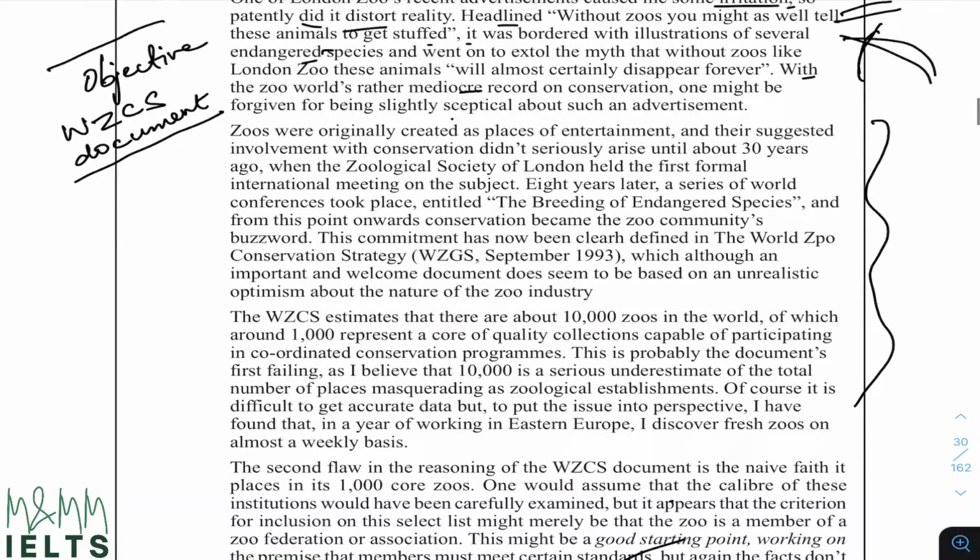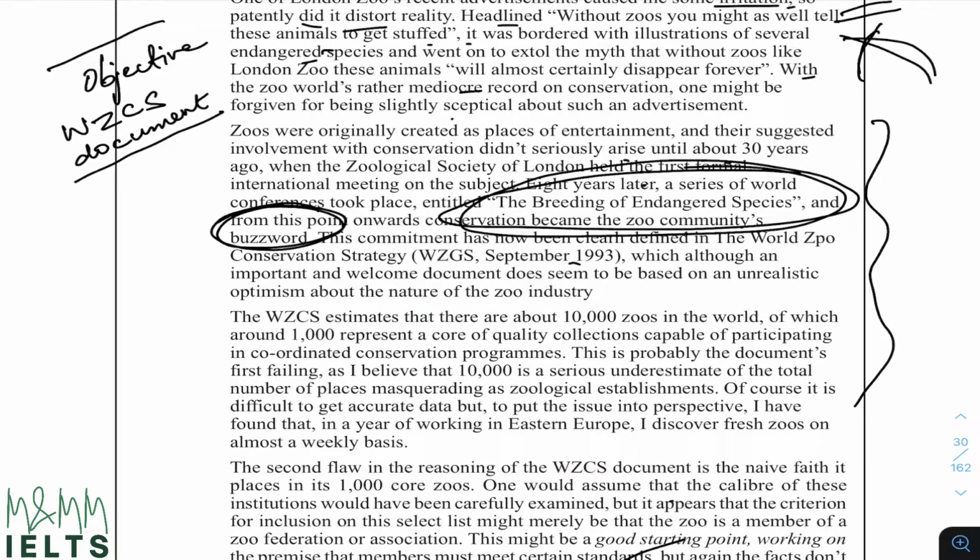Next paragraph. Zoos were originally created as places of entertainment, and their suggested involvement with conservation didn't seriously arise until about 30 years ago, when the Zoological Society of London held the first formal international meeting on the subject. Eight years later, a series of world conferences took place entitled "The Breeding of Endangered Species," and from this point onwards, conservation became the zoo community's buzzword. This is something that helps me. Buzzword means all they were discussing is conservation. I'm getting close to my answer, I feel.